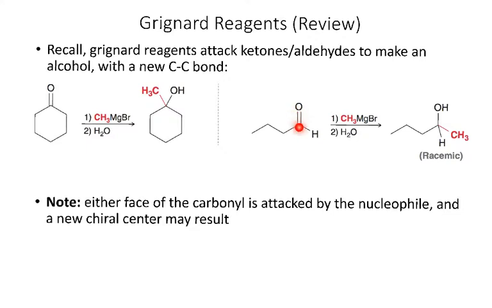And because we're going from an sp2 hybridized carbon to an sp3 hybridized carbon, if we have a new chiral center, we'll get a racemic mixture, or we'll get both stereoisomers, because the Grignard reagent can attack from either side of the carbonyl compound.